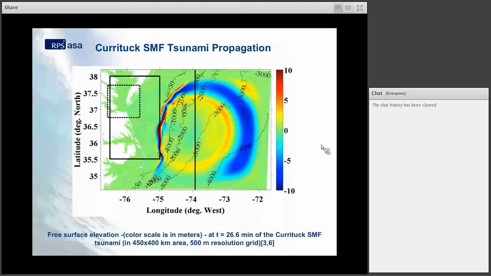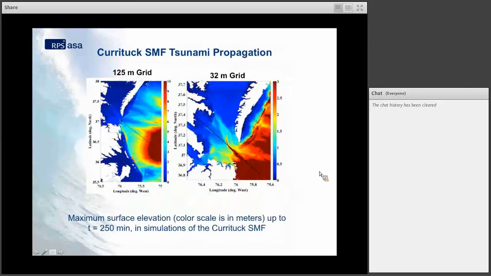And here you see that we use different grids with different resolutions: 500 meters, 125, and 32 meters. Again, as I said, we need high resolution to be able to do the simulation correctly. And as some output, we looked at the maximum surface elevation in this area. Actually, you see the 125 meter grid and the 32 meter grid.